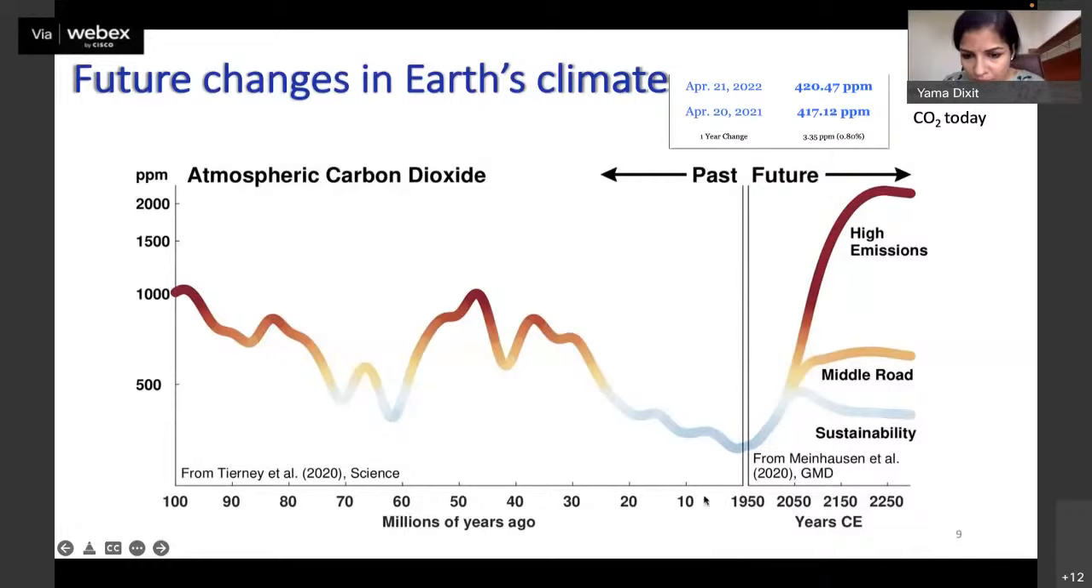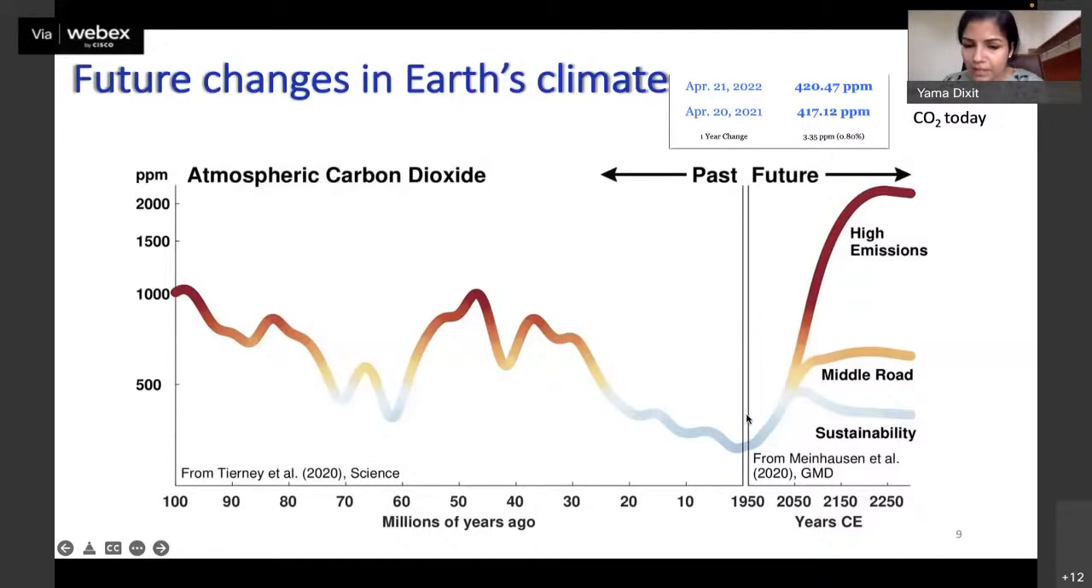If we go back in time, there were time periods, millions of years ago, when the CO2 was even higher. For example, look at this red and orangish part here. These were times when CO2 was even higher on Earth. And if you go further back in time, there were periods when CO2 was again even higher, 100 million years ago, for example.